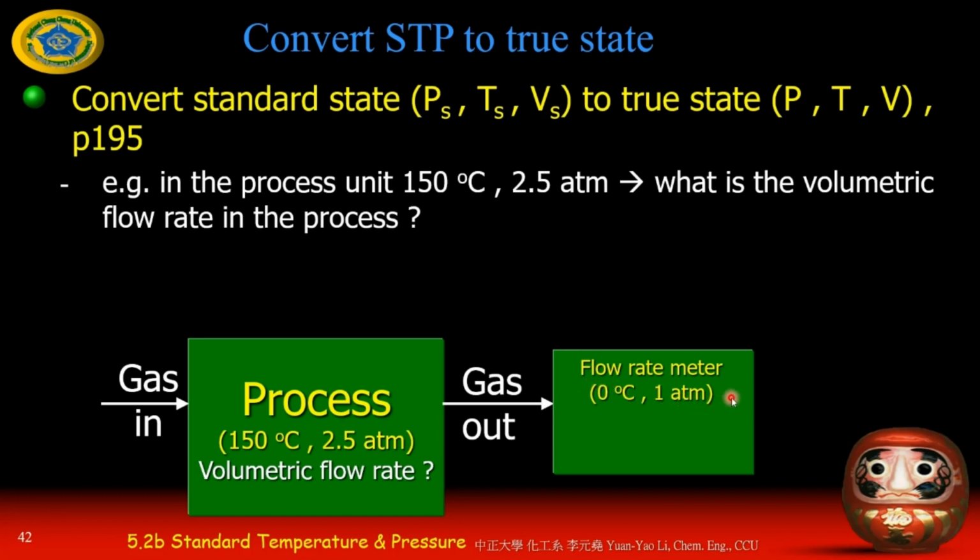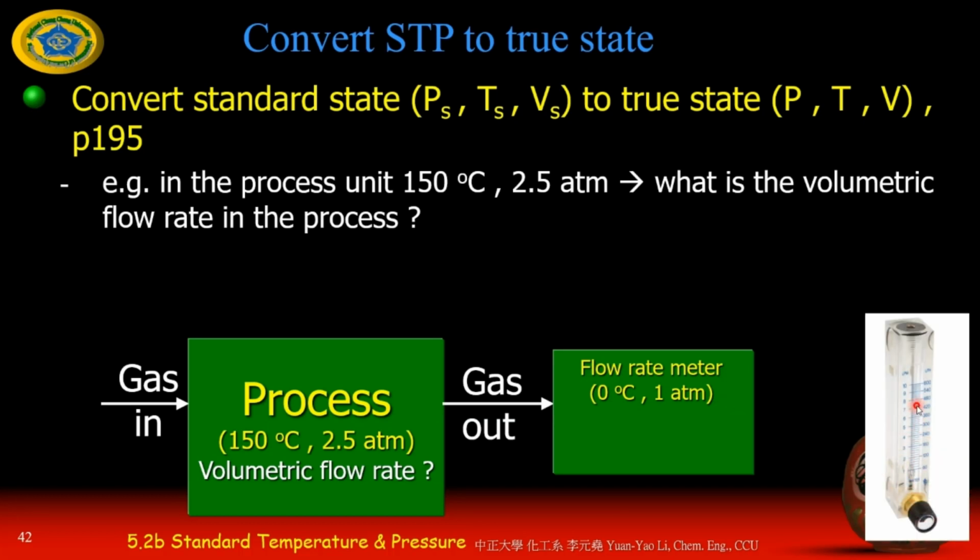And at this point, we can have what? We can have a very cheap flow rate meter in this place, and we can measure the volumetric flow rate. So PV equals nRT. We can find out the volumetric flow rate here. Okay, so how can we do that? As long as we have a value and we know the volumetric flow rate.